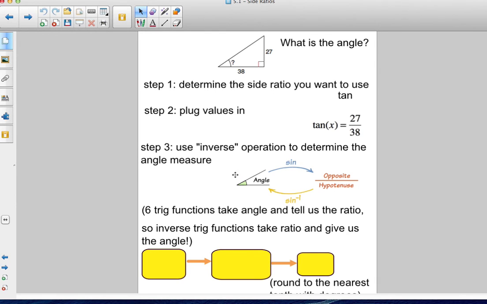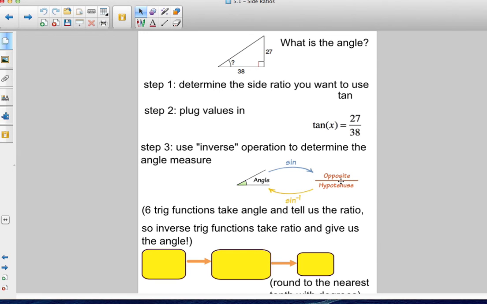So it's almost like when we had f with a -1 exponent of x. That doesn't mean 1 over f of x. That just meant f inverse of x. So this is the same thing where I don't want you to think of sine to -1 as 1 over sine. That's not the case. It's just an inverse. So you want to use the inverse operation to determine the angle measure.